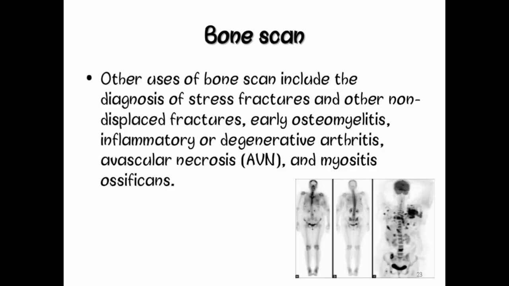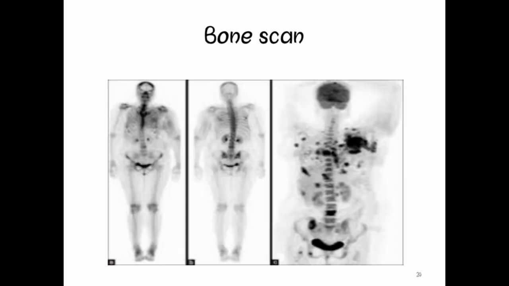So the bone scans can also be used to diagnose the stress fractures and other non-displaced fractures, early osteomyelitis, inflammatory or degenerative arthritis, AVN, which is avascular necrosis, or the myositis ossificans. And here are the images.